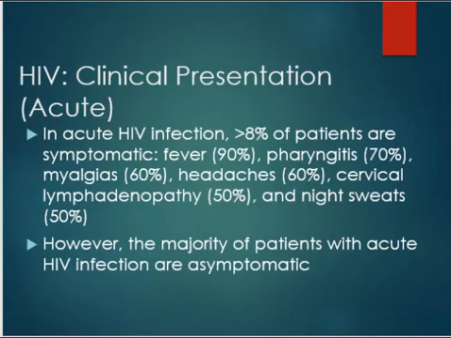In the acute infection phase, greater than 8% of patients are symptomatic. Fever can be seen in 90% of patients. They may have pharyngitis, malaise, headache, cervical lymphadenopathy, and night sweats. However, the majority of patients that are acutely ill with an HIV infection are asymptomatic.